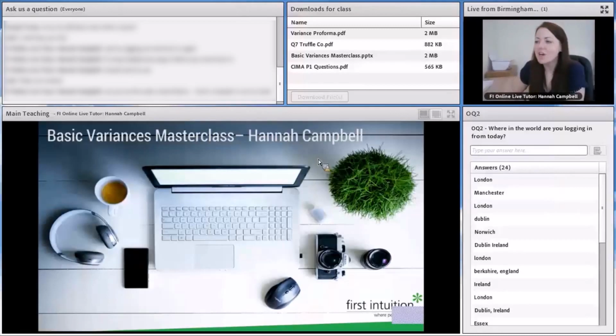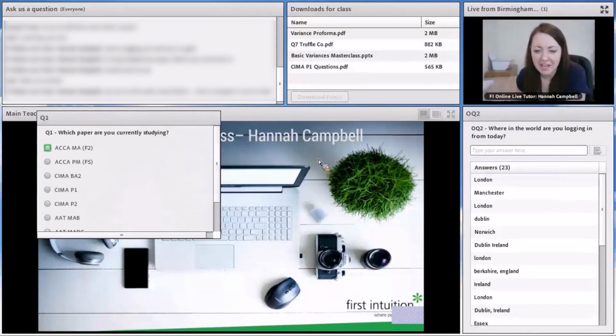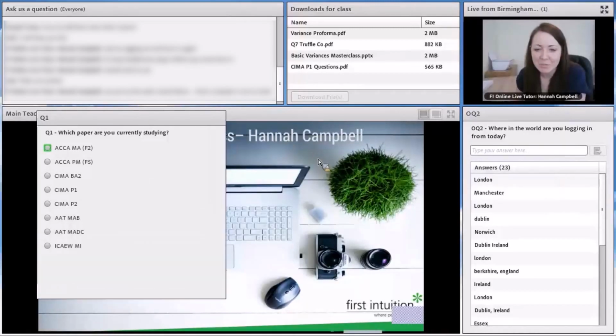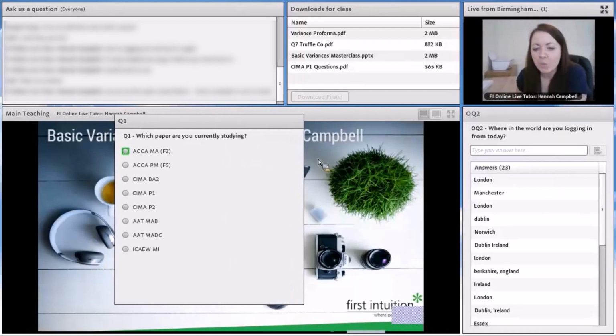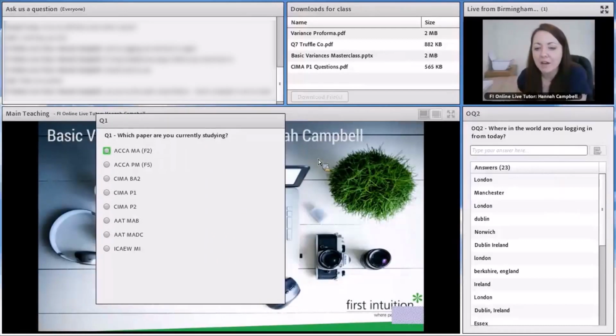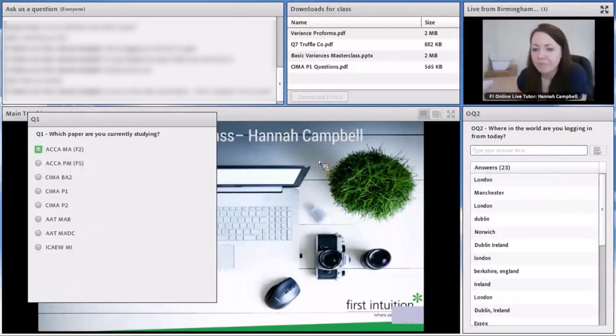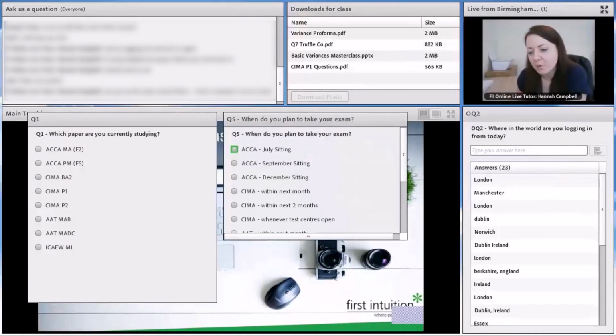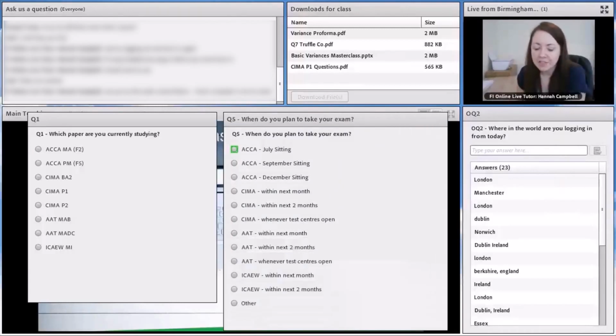So I've got a couple of introduction questions for you, just to give me a better understanding of who we have got in the room. I probably know the answer to this one, but you should be able to see a poll in the middle of your screen, which enables you to tell me which paper you are currently studying. And also there is another poll that I would like to know: when do you plan to sit your exam? Obviously with CIMA and AAT, there's no prescribed exam sittings, but it would be really useful for me to know what you're studying and when you plan to take your exams.